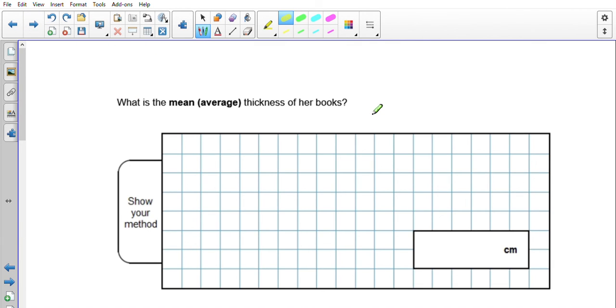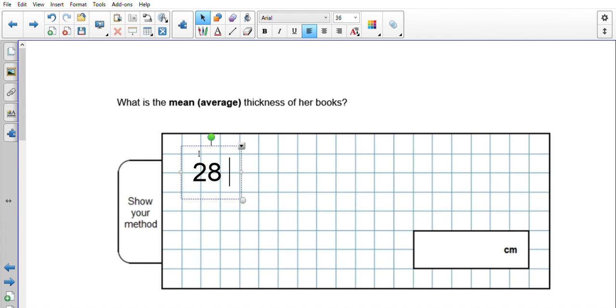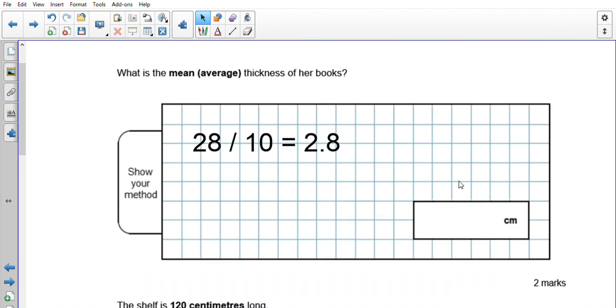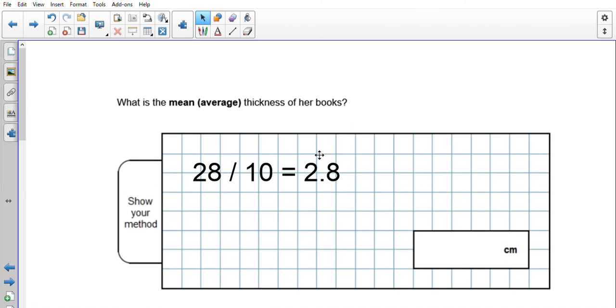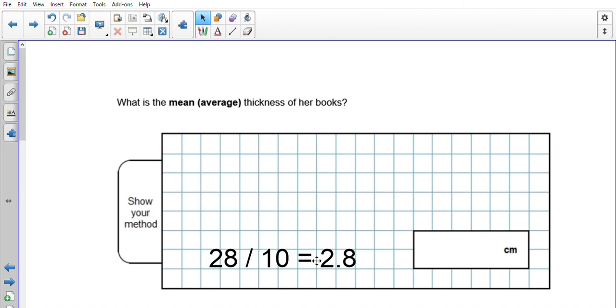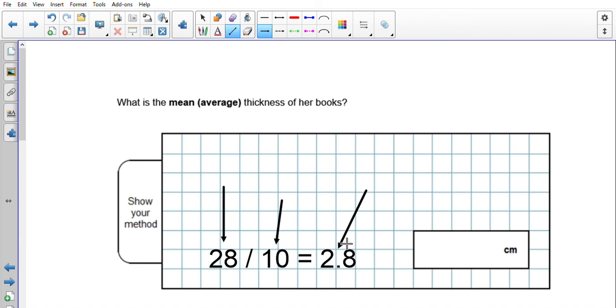Question over here. What is the mean or the average thickness of her books? So that's as straightforward as doing 28 divided by 10, which is straightforward. It's going to give me an answer of 2.8 centimetres. Really straightforward question, that, for 2 marks. Lovely job. I take the total thickness, 28 centimetres. I take the number of books, 10, and I divide the total by the number of books to find the mean, 2.8. So 28 divided by 10 is 2.8.